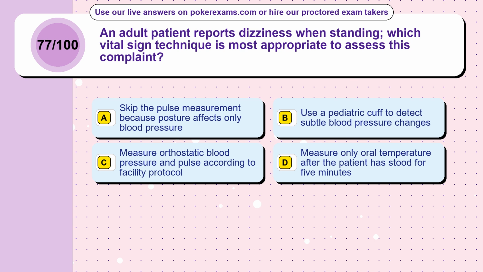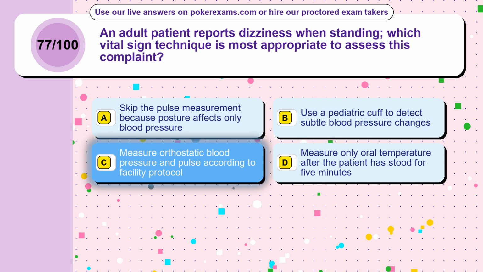Question 77. An adult patient reports dizziness when standing. Which vital sign technique is most appropriate to assess this complaint? Option A, skip the pulse measurement because posture affects only blood pressure. Option B, use a pediatric cuff to detect subtle blood pressure changes. Option C, measure orthostatic blood pressure and pulse according to facility protocol. Option D, measure only oral temperature after the patient has stood for 5 minutes.